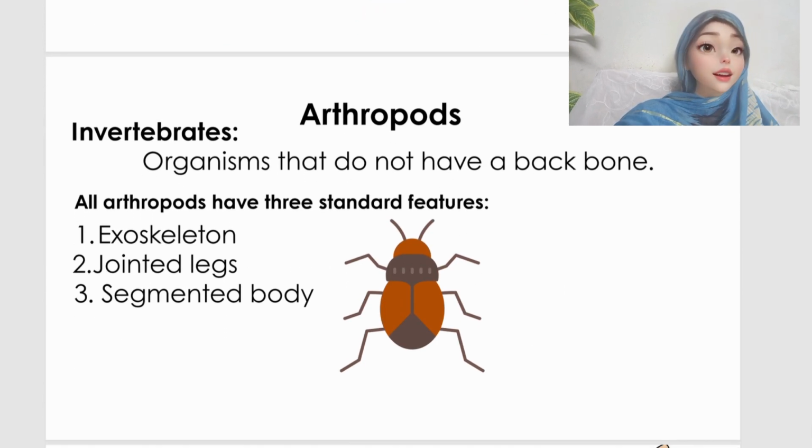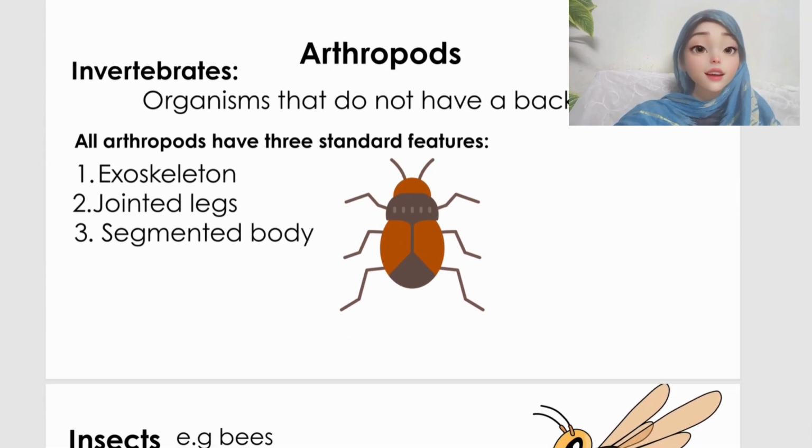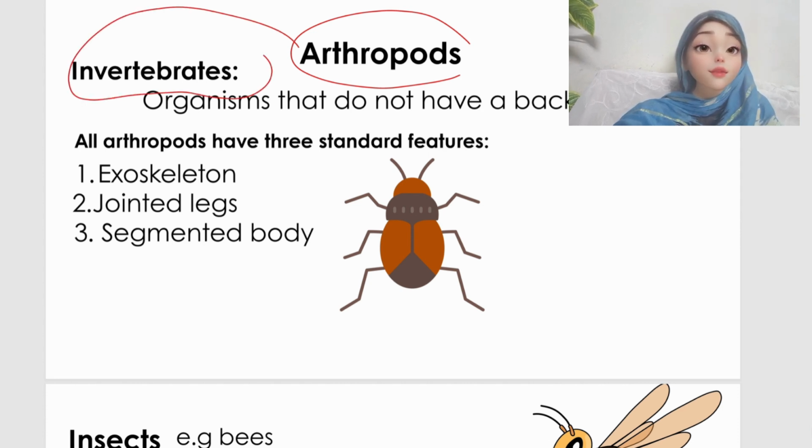Next phylum here is the Arthropods phylum, and all the invertebrates are included. Invertebrates are those organisms that don't have a backbone. All arthropods have three standard features. The first is an exoskeleton, they have jointed legs and a segmented body.